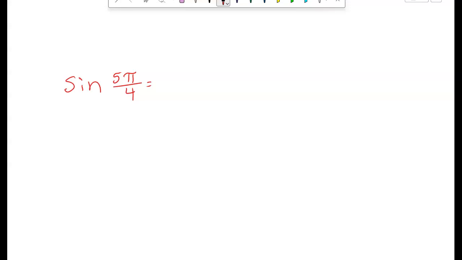Careful, I'm asking for the sine. Could you make that readable so I can see it? I appreciate that. Almost. What quadrant are you in? That's so much better.